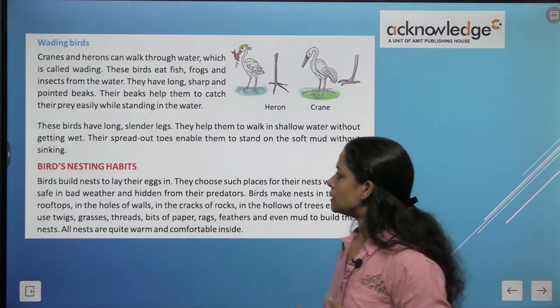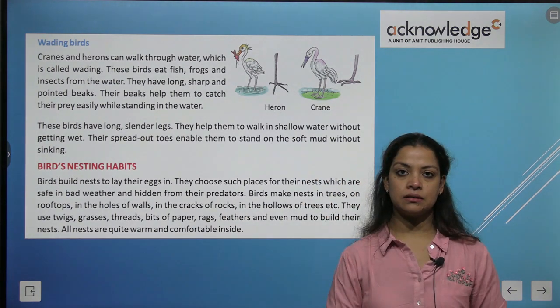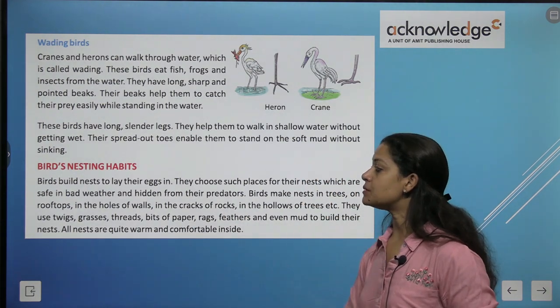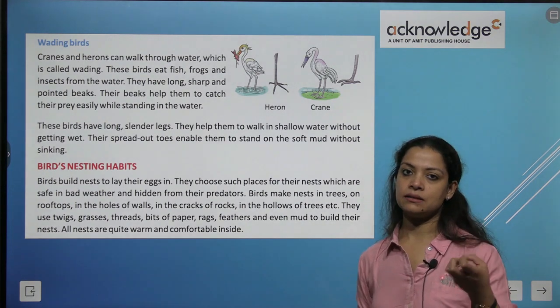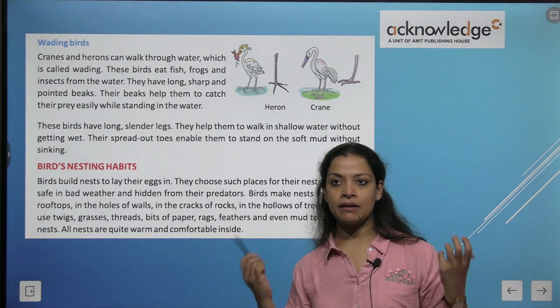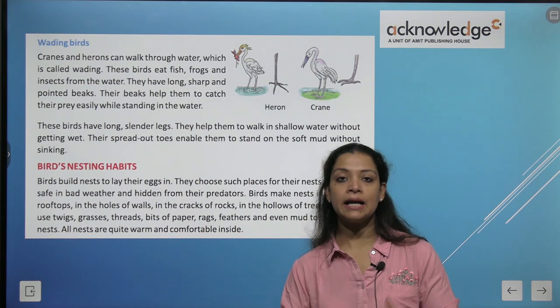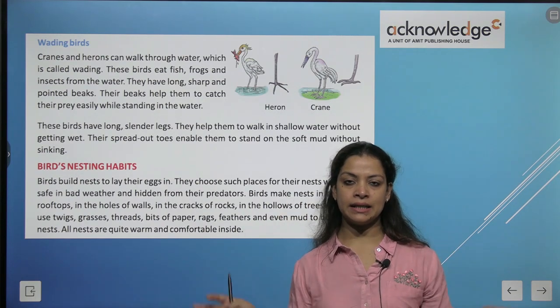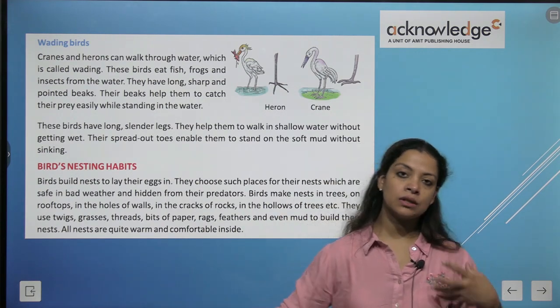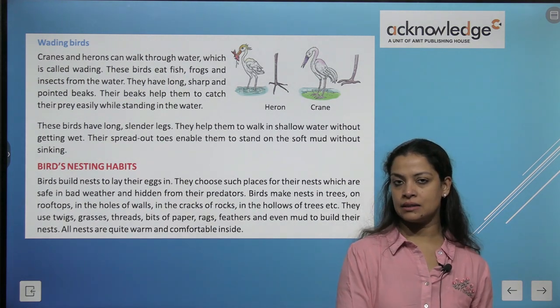Now, birds' nesting habits. What are nesting habits? Birds build nests to lay eggs. Now, we have a house. Why do we live in a house? So that we get a shelter. We live in a protected house, so that whatever the outer climate is, we are protected inside our house.